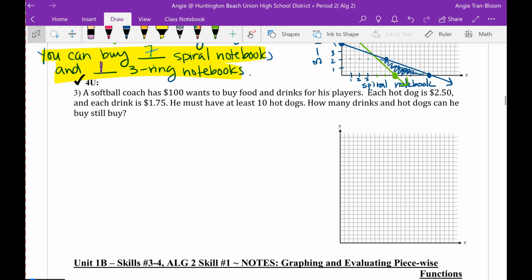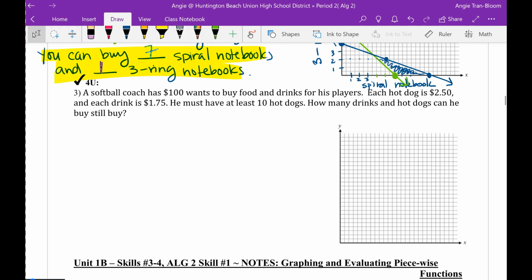So you have a coach that has $100 and she or he is so kind. She wants to buy food for you. Each hot dog is $2.50. Each drink is $1.75. And he wants at least 10 hot dogs. How many drinks and hot dogs can I buy with his $100?